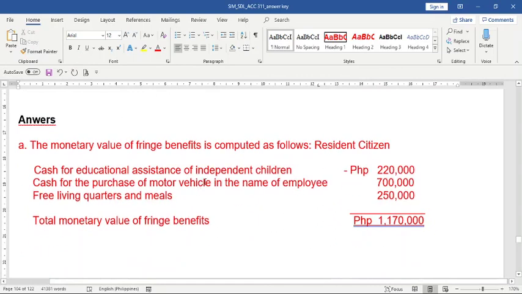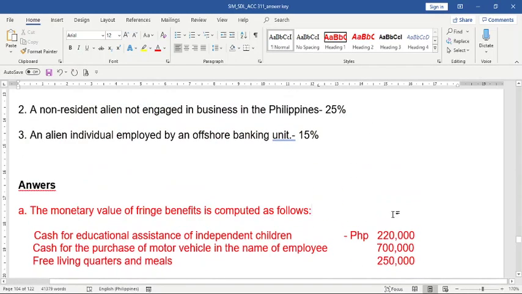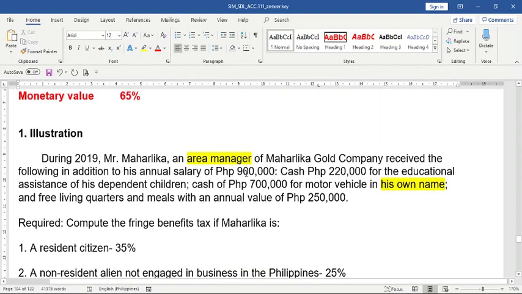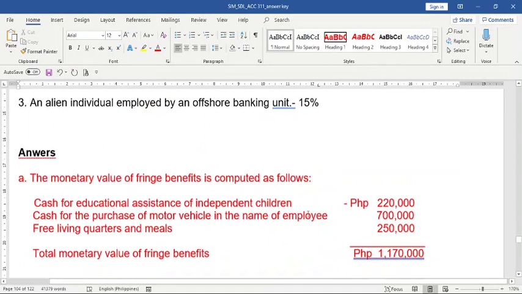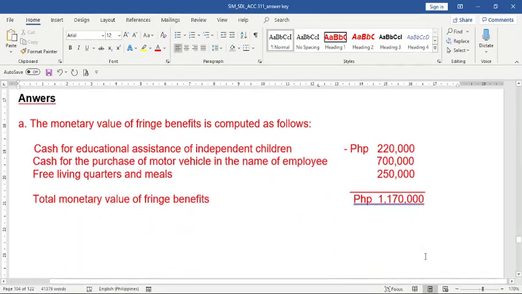Compute first the monetary value of the fringe benefit. So how do you compute the monetary value? Let us look: cash for education, 220,000; for motor vehicle, 700,000; and the living quarters and meals, 250,000. So the total is your total monetary value of your fringe benefit. And then after getting the monetary value, you get the gross up monetary value.